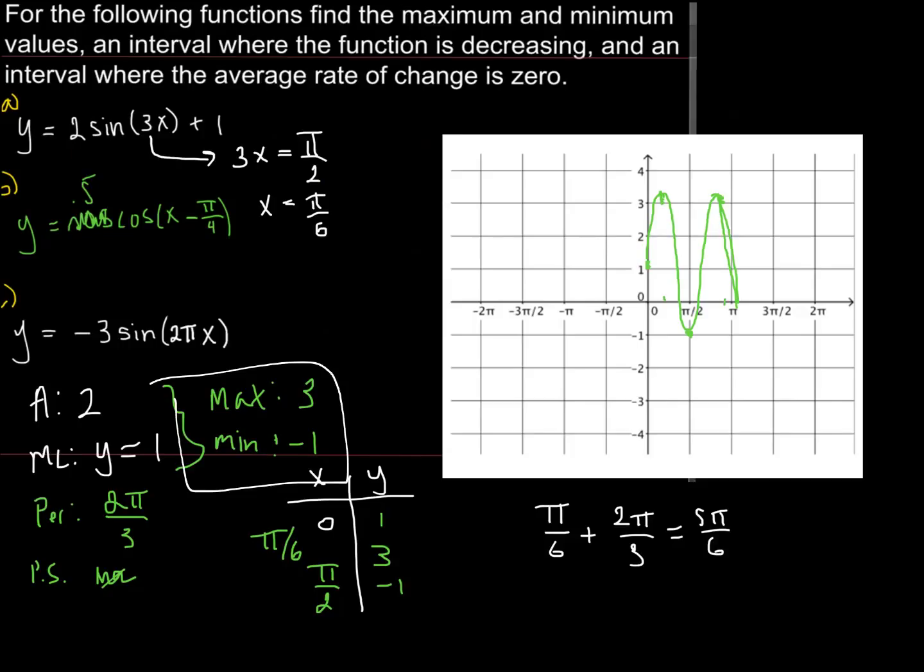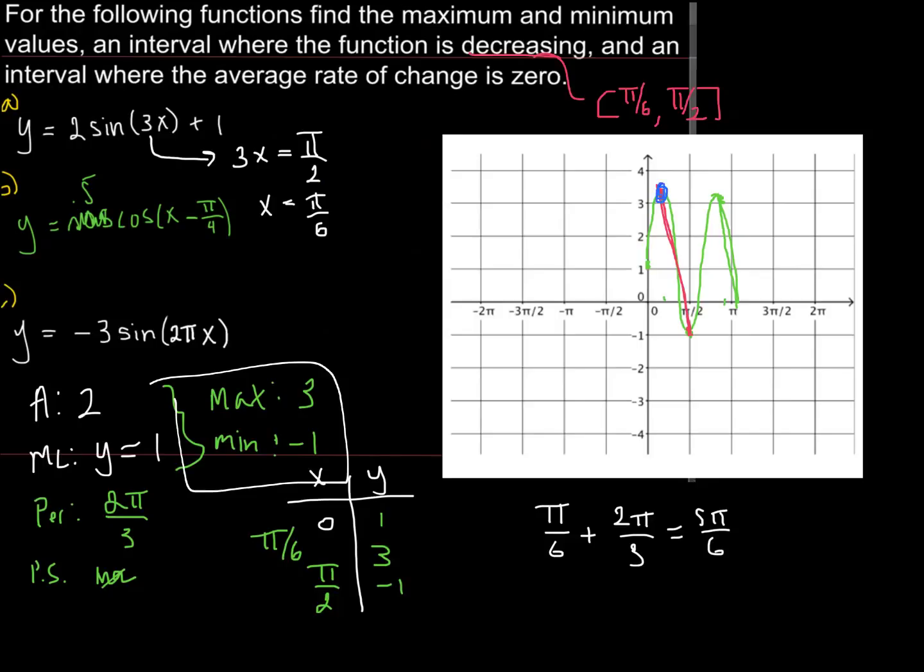So first, where it is decreasing, if I look from pi over 6 to pi over 2, that is clearly a negative slope. So that's decreasing. And so I might say that it is decreasing between pi over 6 and pi over 2. Where is the average rate of change 0? That will be between 2 points where the y value is the same, so the change in y is the same. So we could use a couple of different points.